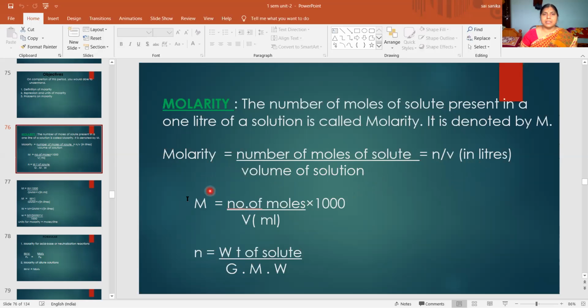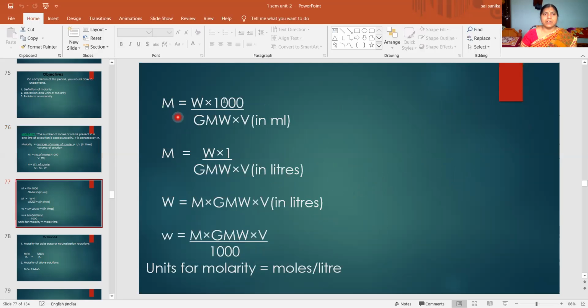If it is in ml, this will be the formula: number of moles into 1000 by V in ml, where n is given by W by GMW. Then the formula becomes M is equal to W into 1000 by GMW into V in ml. When volume is in ml, this is the formula. When volume is in liters, this is the formula.